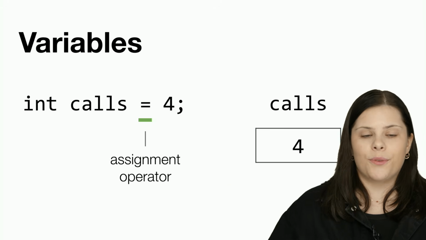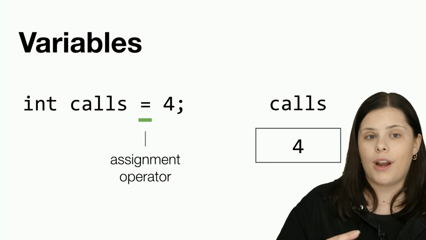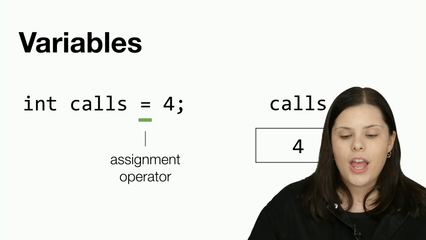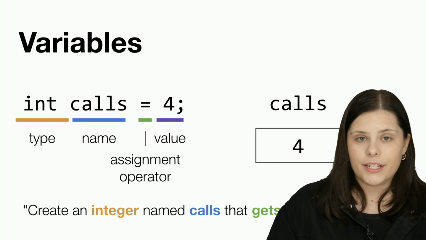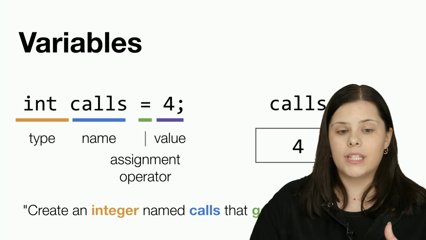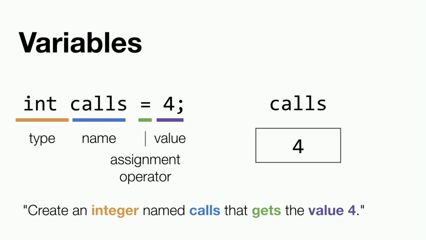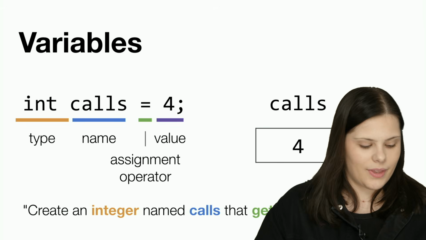And lastly, what brings everything together is the assignment operator, the equal sign. You might also read it like this: create an integer named calls that gets the value 4, combining all of our 4 components together to create this variable.